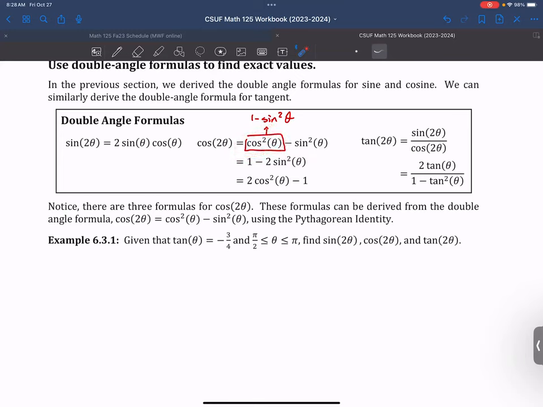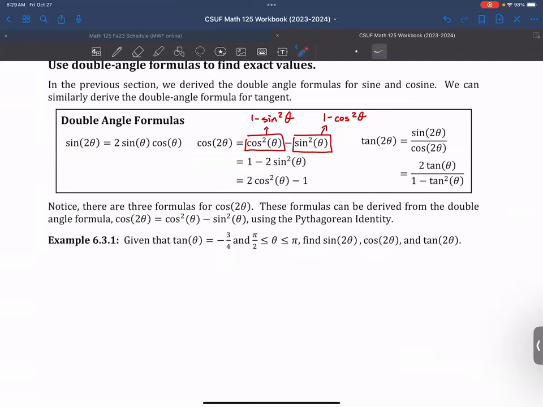And then you can imagine getting from the first form to the last form just requires changing this sine squared to 1 minus cosine squared. Because again, using the Pythagorean identity from 6.1, we can do that replacement. And then this cosine squared will combine with this cosine squared, giving you 2 cosine squared. And so we end up in this third form of the cosine double angle formula.